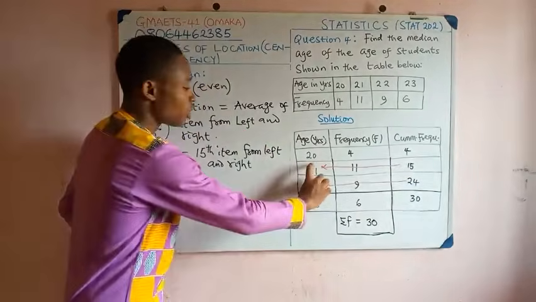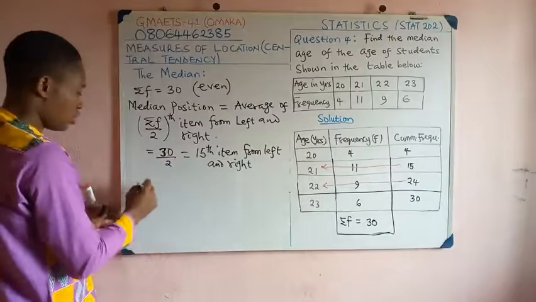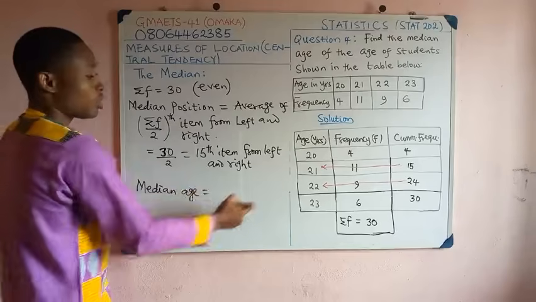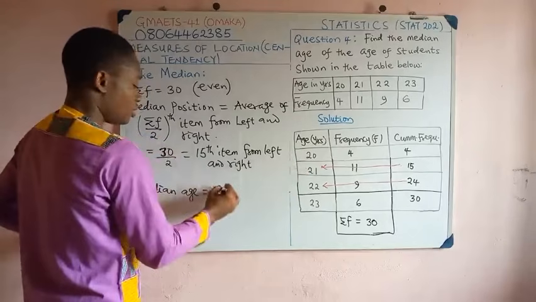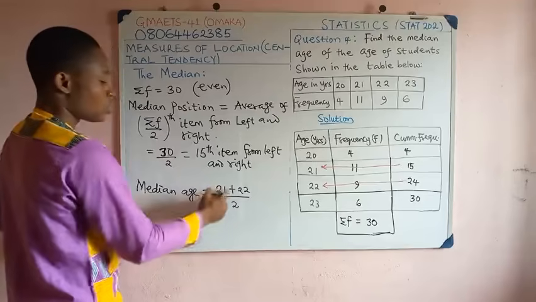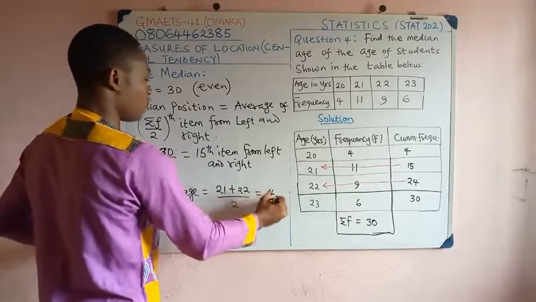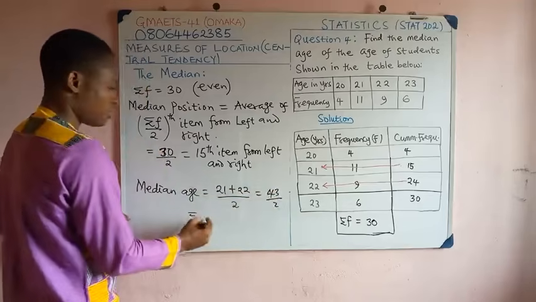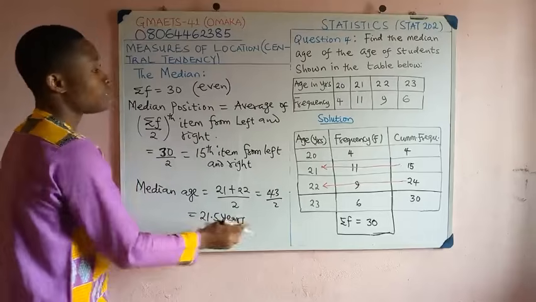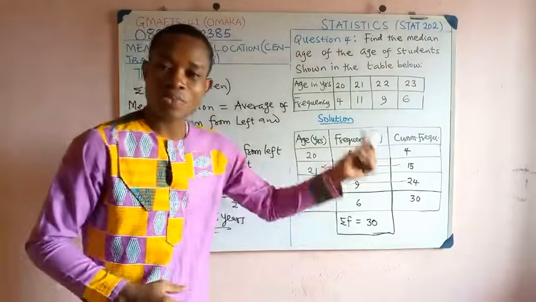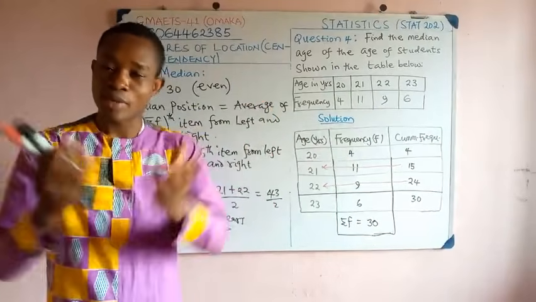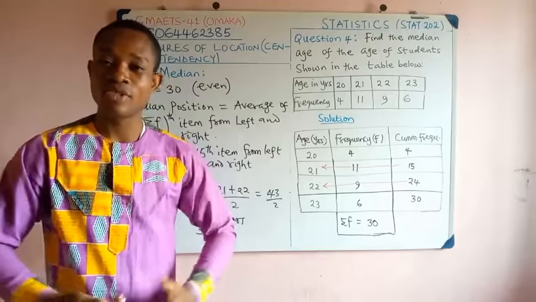So you're going to locate the two ages, so that my median is now going to be equal to median age, 21 plus 22. So I'm going to divide it by 2. 21 plus 22 will give us 43 over 2. 43 divided by 2 is 21.5 years. So this is the median age for this problem. Alright? Ungrouped data whose summation of frequency gave us an even number.